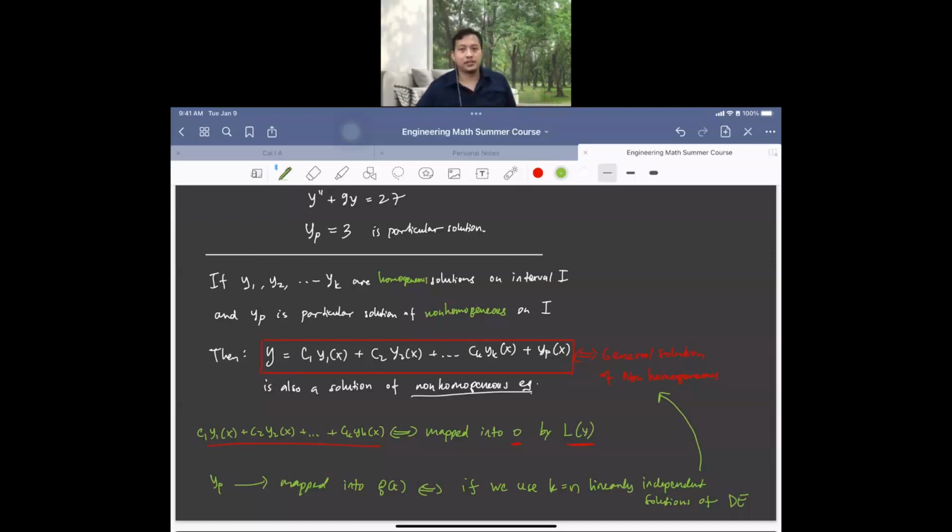Interestingly, if you want to find the non-homogeneous solutions, you need to consider the homogeneous also. The homogeneous part is considered in terms of y1 until yn, or yk, and then yp is the particular solution for the non-homogeneous one. So you have two combinations here, homogeneous and non-homogeneous.